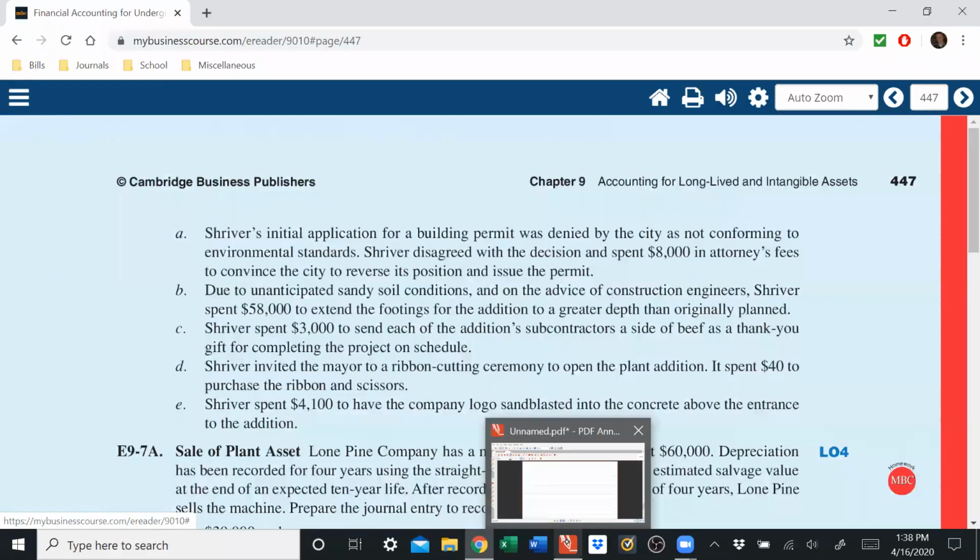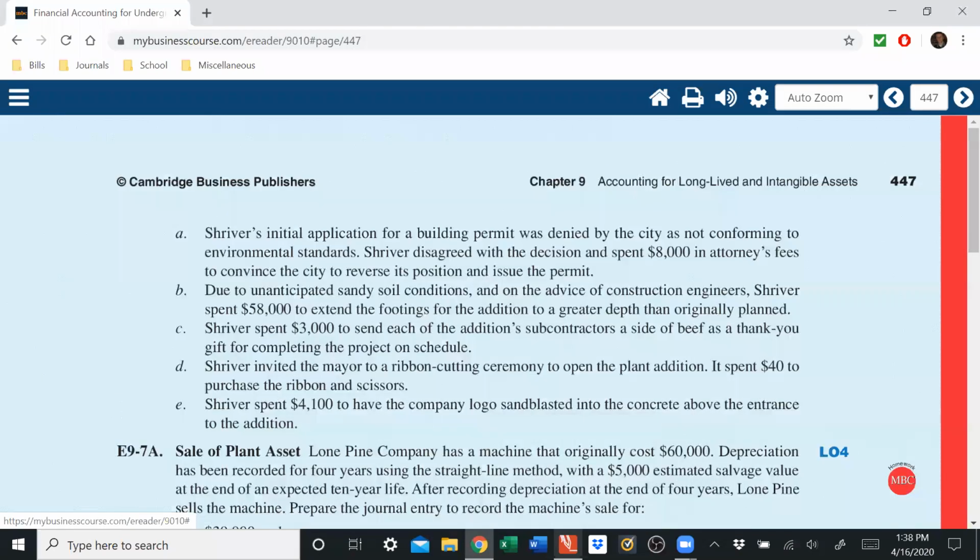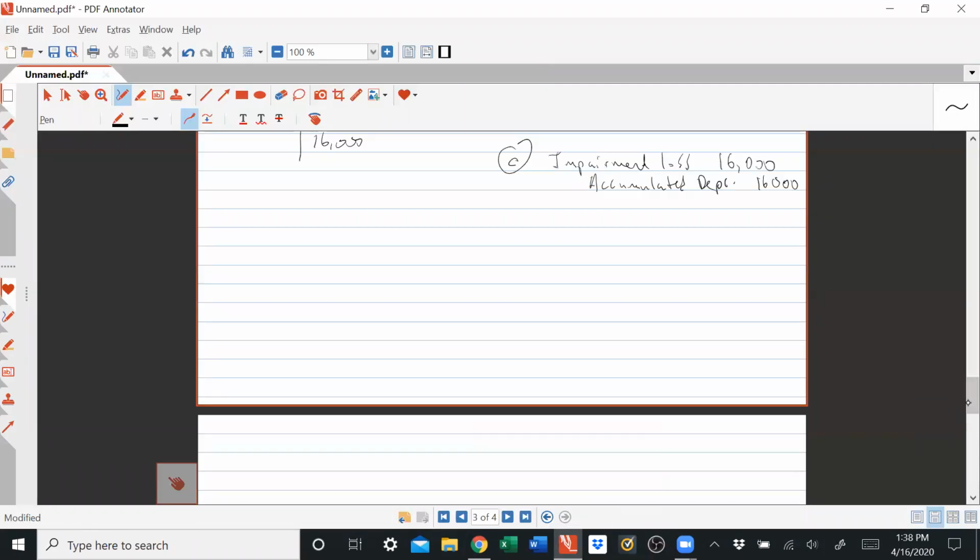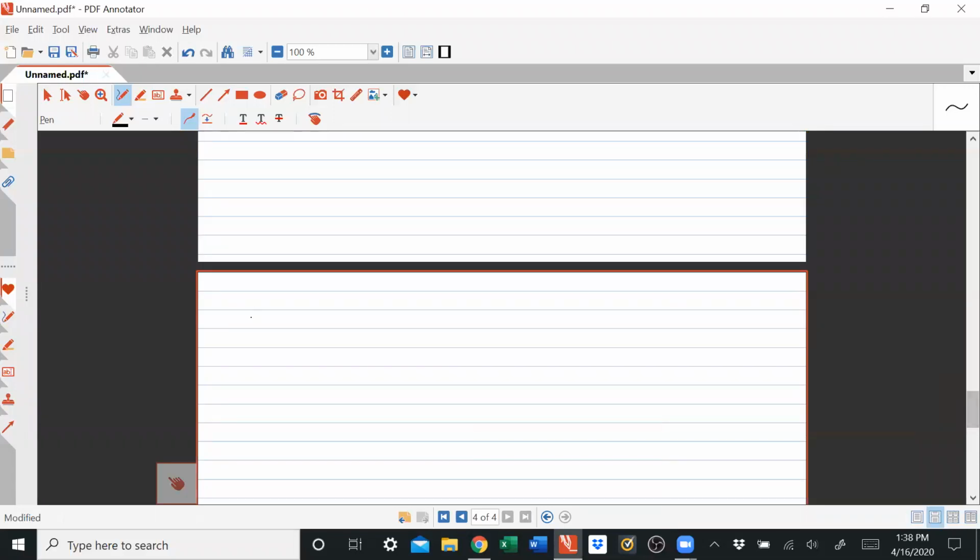Those three things again are: does it extend the useful life of the asset? Does it improve the quality or quantity of the asset's output? Does it reduce the asset's operating costs? I think it does all three of those by default, because without paying this attorney, we're not going to get the building permit. And without the building permit, we can't even build the addition. So A would be: this cost should be treated as an asset, aka a capital expenditure.